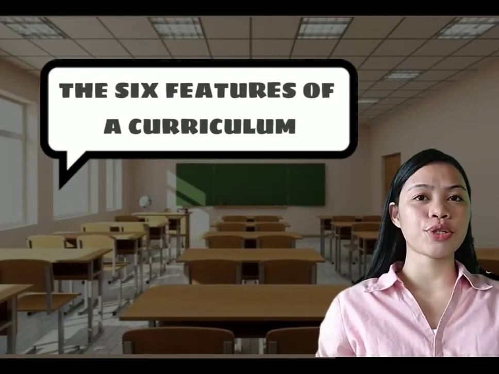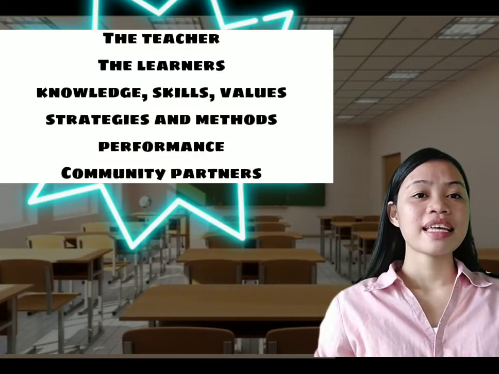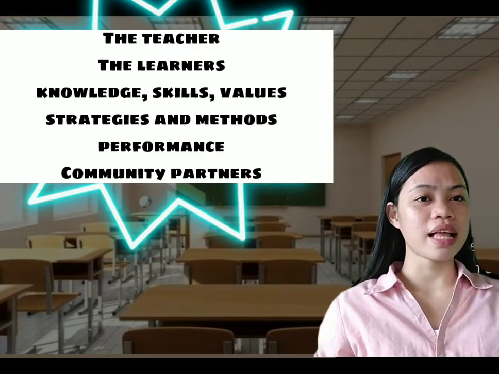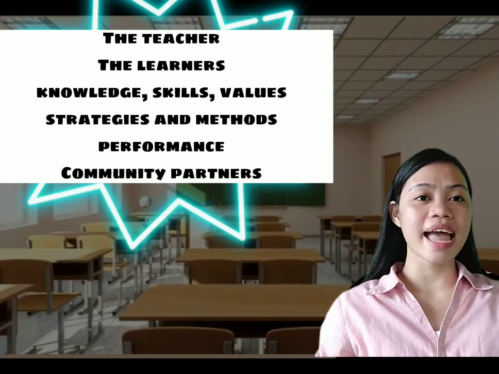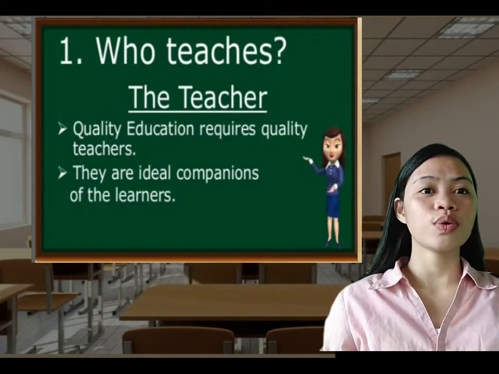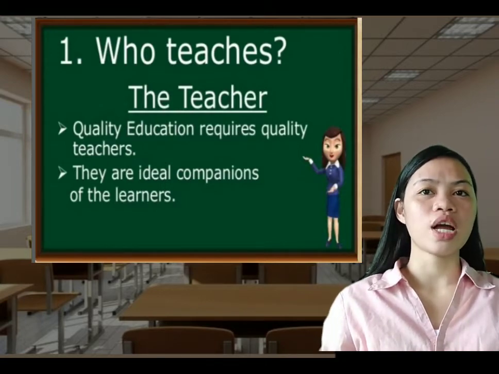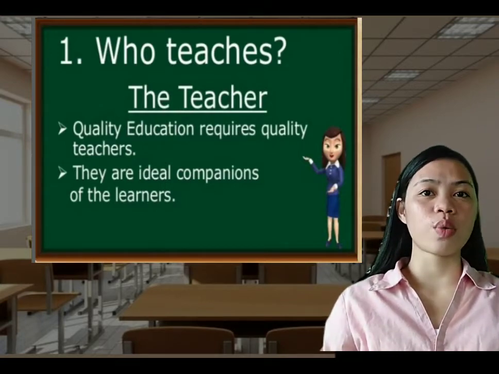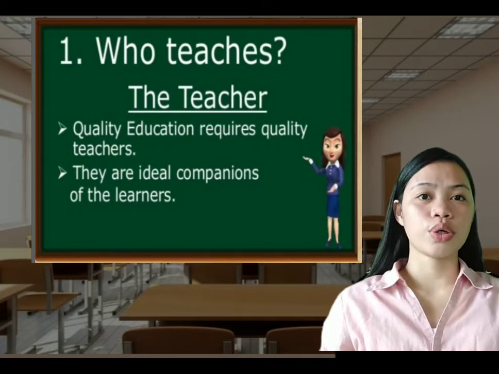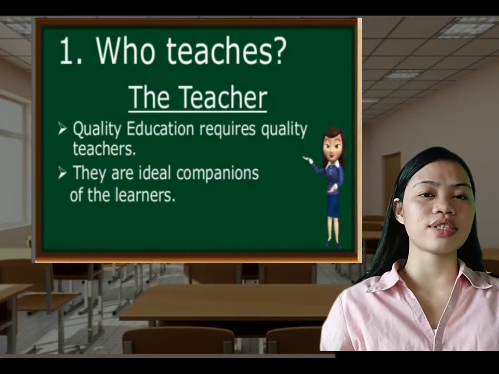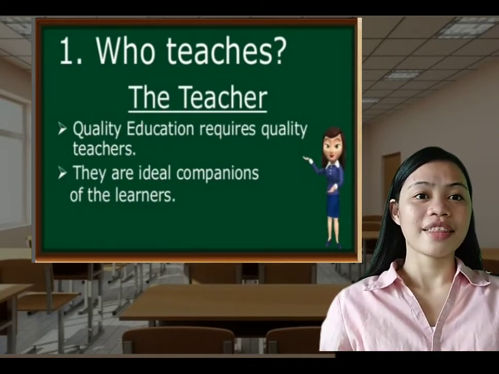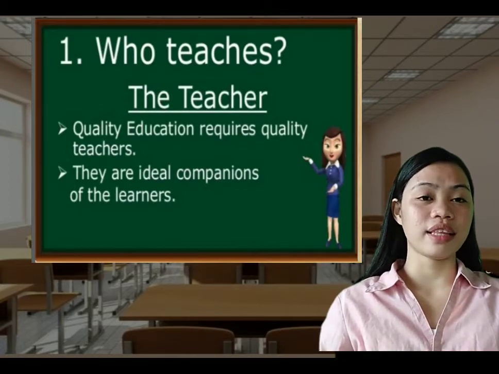There are 6 features of a curriculum. First is the teacher, the learner, knowledge, skills, and values, strategies and methods, performance, and community partners. The first is who teaches, so the teacher. Quality education requires quality teachers. Good teachers bring a shining light into the learning environment. They are ideal companions of the learners.